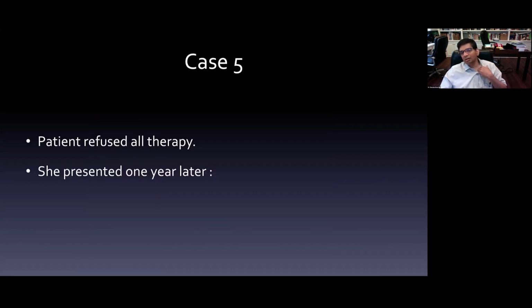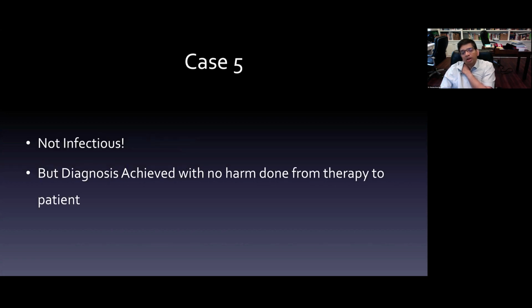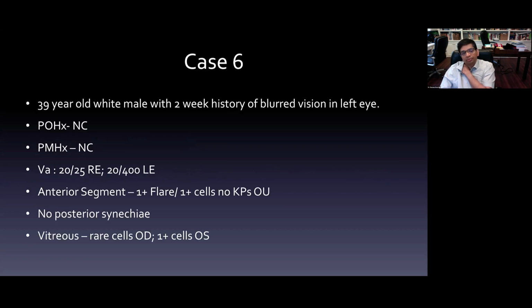She presented a year later. I was trying to figure out, I had a picture of her presentation, but unfortunately she had a fungating tumorous mass coming out of her orbit because she refused systemic therapy altogether, despite metastatic disease to the retina. Unfortunately, she succumbed to her illness. It took 1 year and she passed away. But it wasn't infectious. But the diagnosis was achieved, and no harm was done in the process of the achievement of that diagnosis in this case.